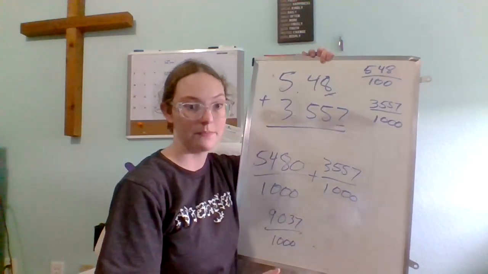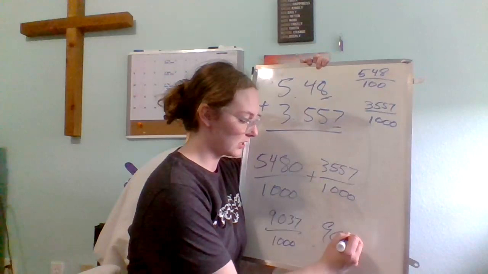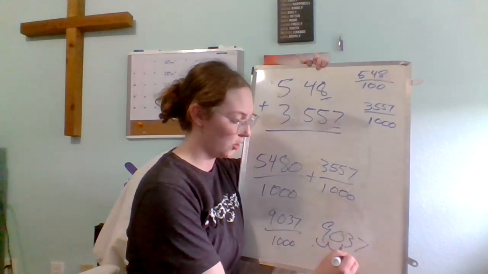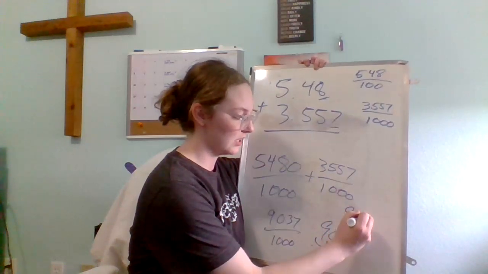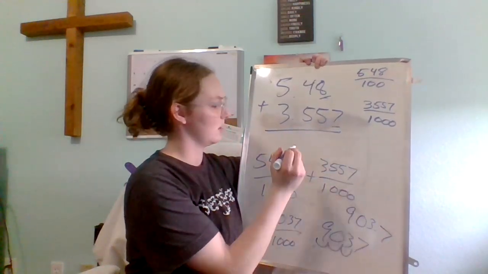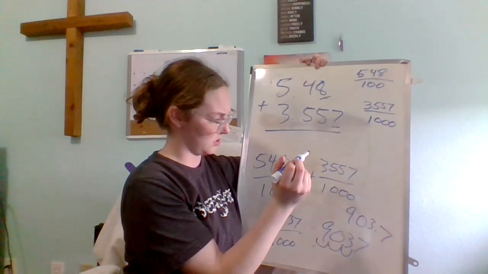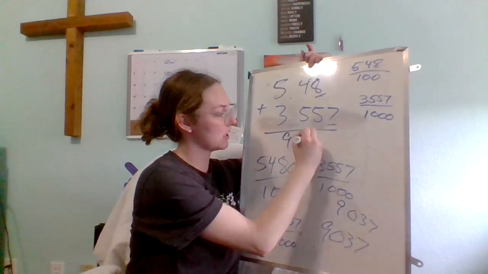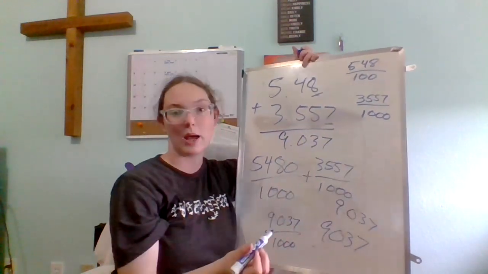9,037 over 1,000. Then you would take your 9,037 and you would go over 3 decimal places, 1, 2, 3, to get 9.037. So 9.037 would be your sum.